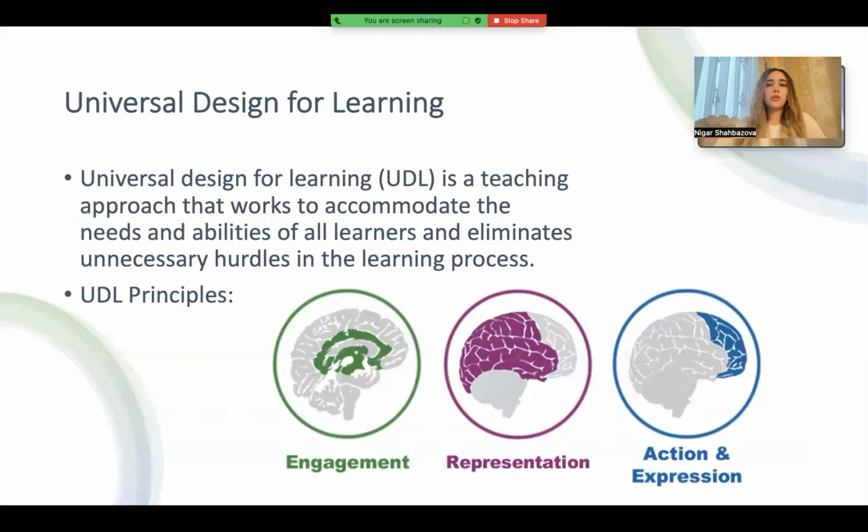And how to foster this inclusive education? One way is universal design for learning. It's a teaching approach that works to accommodate the needs and abilities of all learners and eliminates unnecessary hurdles in the learning process. UDL has three principles. First is multiple means of engagement, then multiple means of representation, and multiple means of action and expression.